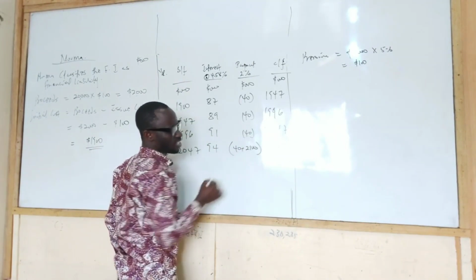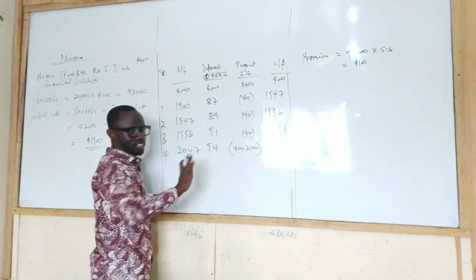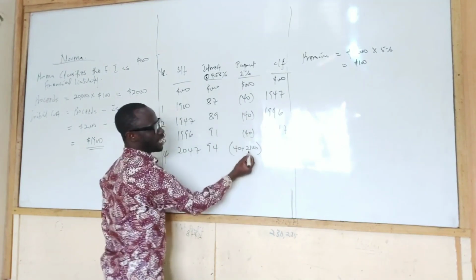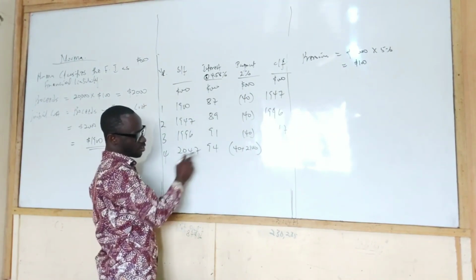Do you understand? In the 4th year, the payment is the nominal value plus the premium, along with the interest. When you put it into your arithmetic, it should give you 0.